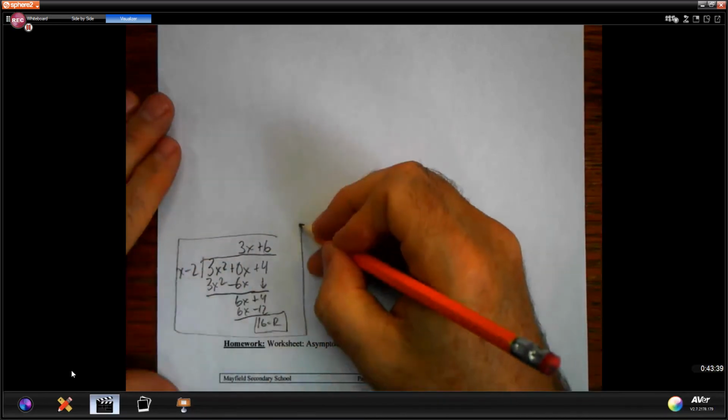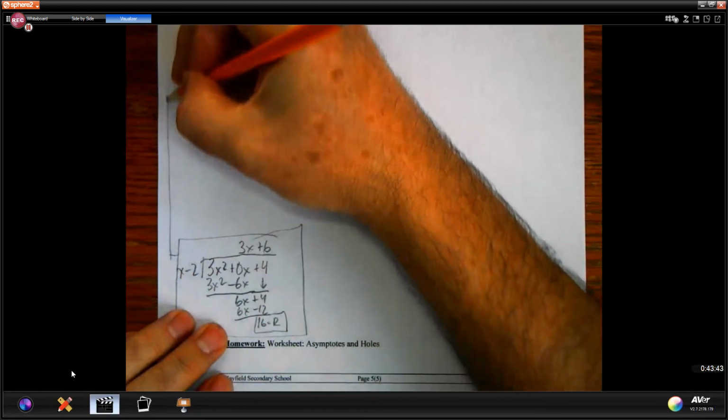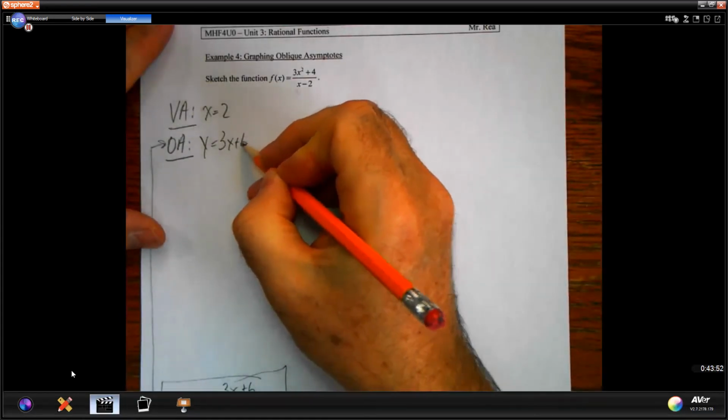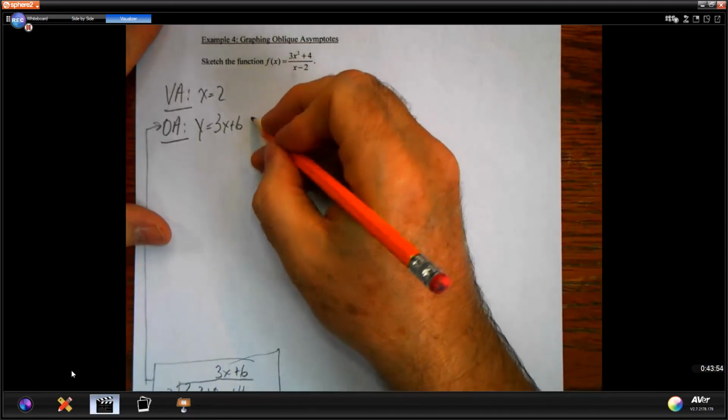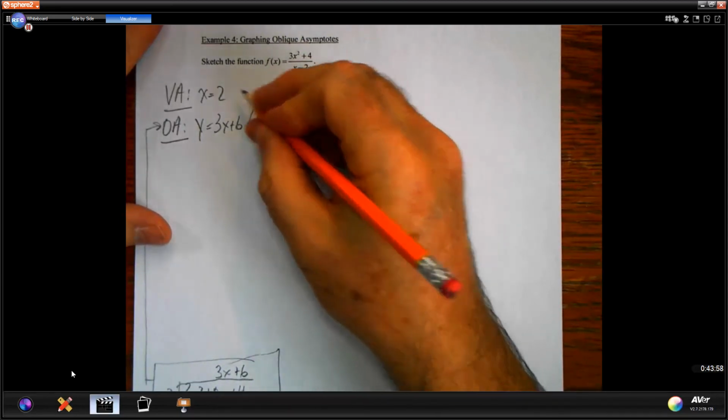Okay, so there's my rough work to get the oblique asymptote. Bring that up here. So now I know the oblique asymptote is y equals 3x plus 6, with a remainder of 16 over x minus 2.